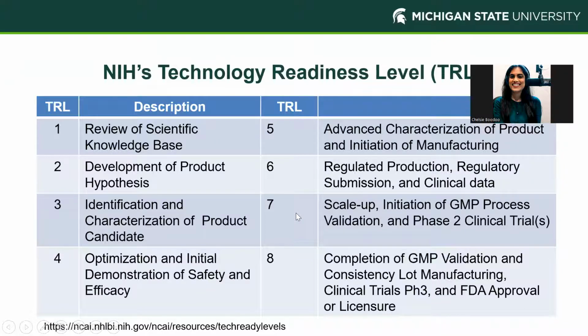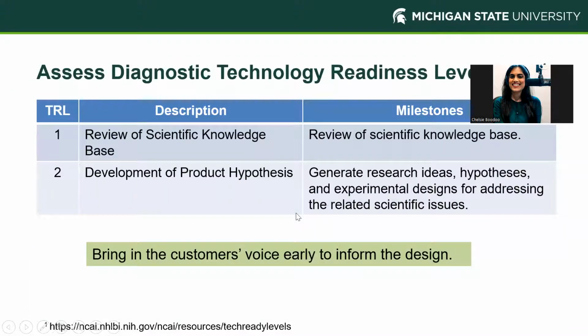So let's look at these stages, 1 and 2. As I said, the milestone in 1 is just a review of scientific knowledge. You have a review of literature. Basically, you're saying, yes, there is a need for this type of technology.